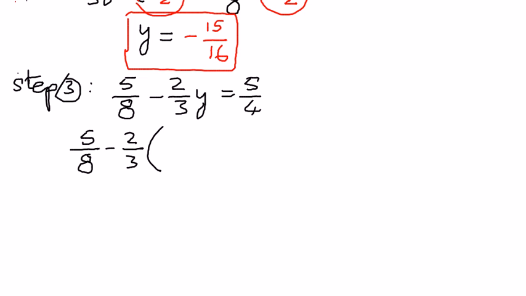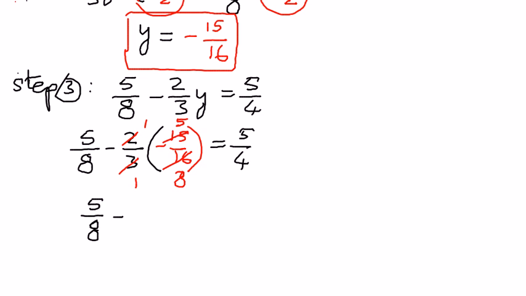So in here we're going to substitute negative 15 over 16 here, and then that should be equal to 5 over 4. When we simplify this, 15 is a multiple of 3, 3 times 1 is 3, 3 times 5 is 15, and 16 is a multiple of 2, 2 times 1 is 2, 2 times 8 is 16. So therefore when we simplify this, it's going to be 5 over 8 minus 1 times 5 is 5, 1 times 8 is 8, is equal to 5 over 4.